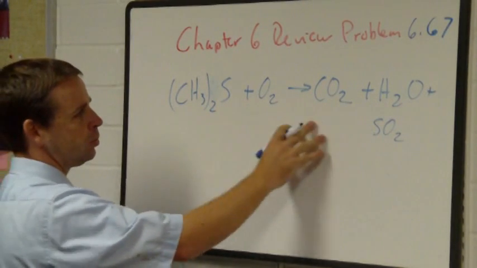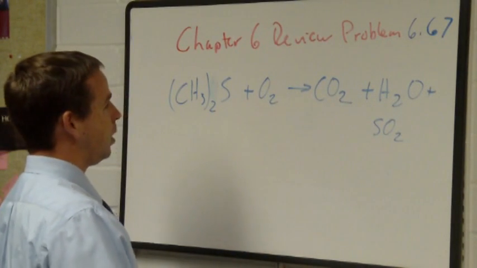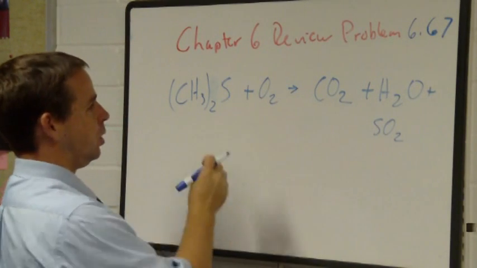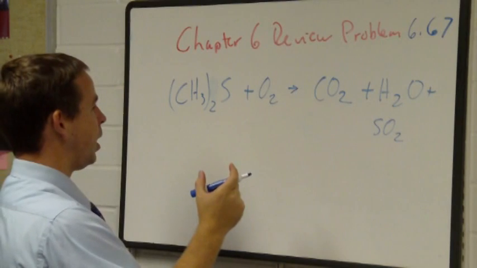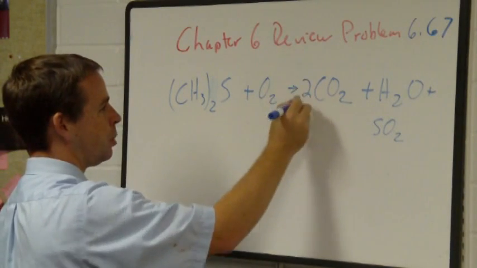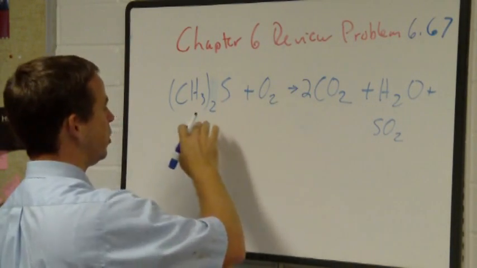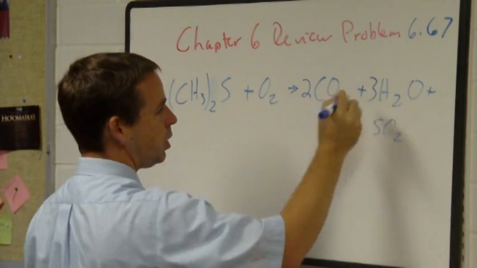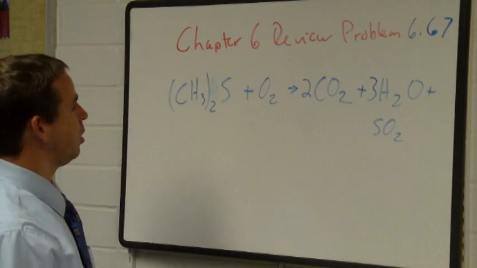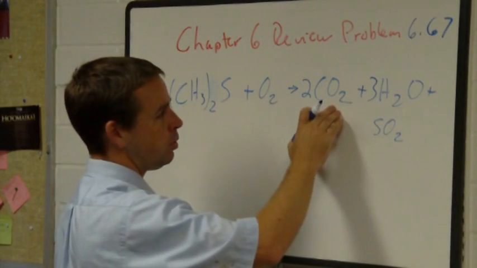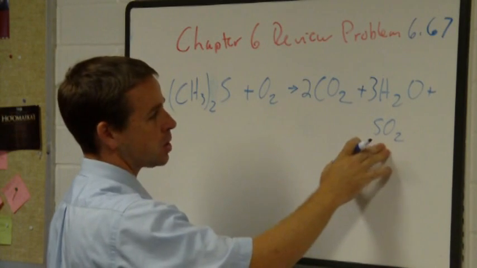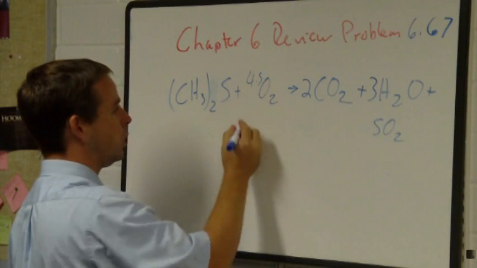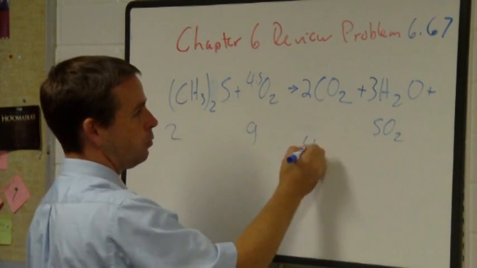Okay, so we're going to balance this then. We can balance these by inspection. We have 2 carbons, 1 sulfur, 1 sulfur, 6 hydrogen. So we're going to need to put a 3 here, so we have 6 hydrogen on the right. Oxygens, we have 1, 2, 3, 4, 5, 6, 7, 8, 9. So we're going to need 4.5 here, or 9. So 2, 9, 4.